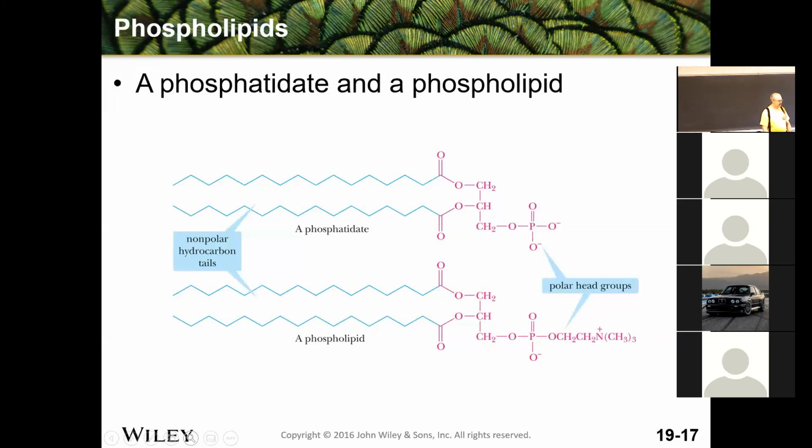Okay, so here's the glycerol group. Okay, with the triglyceride, you'd have 3 fatty acids. With a phosphatidate, okay, one of the fatty acids is replaced with phosphoric acid. And then for a phospholipid, we form a phosphate ester with some alcohol.